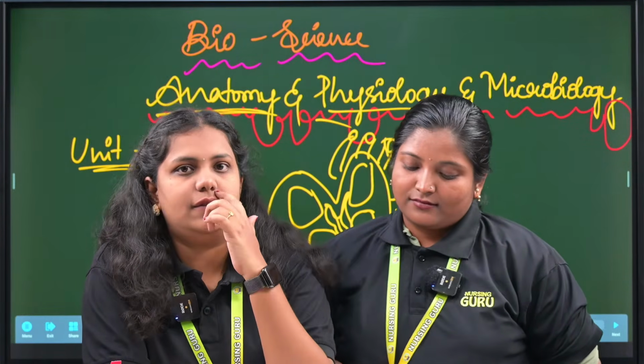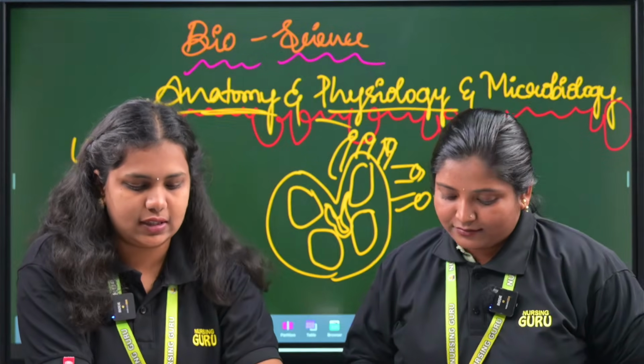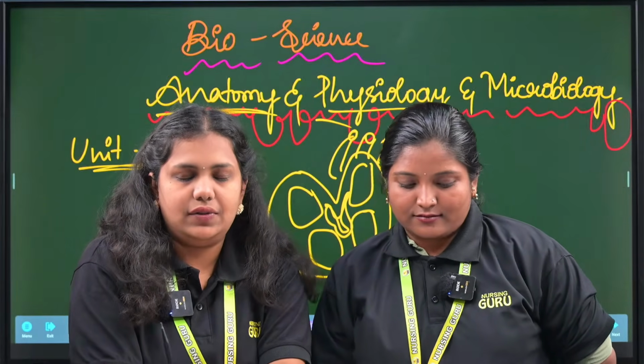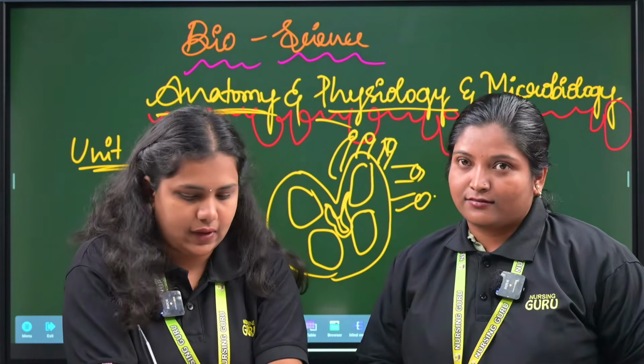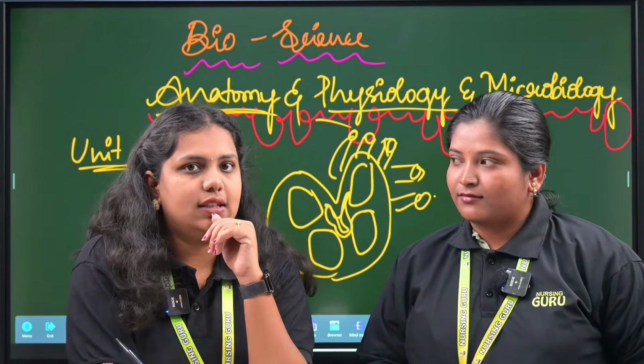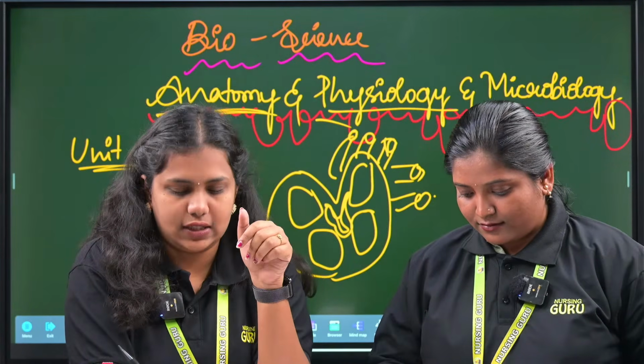Then the major blood vessels which we can see in the heart: the aorta, pulmonary veins, pulmonary artery, then the inferior vena cava and the superior vena cava. So all those major blood vessels we can see. This is the structure that I explained. Next, the functions of the heart are very important.